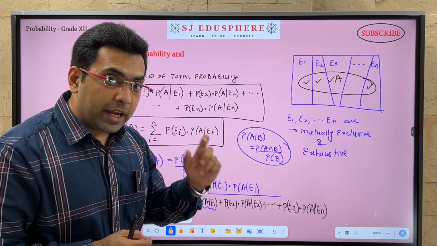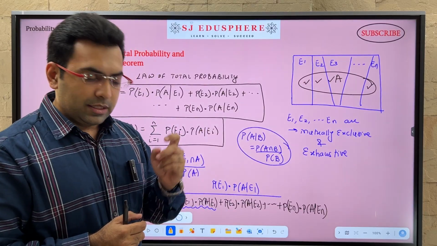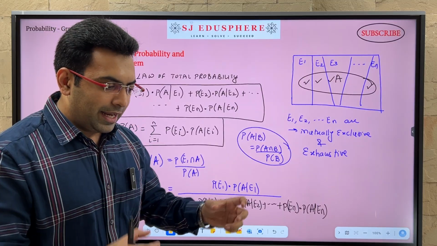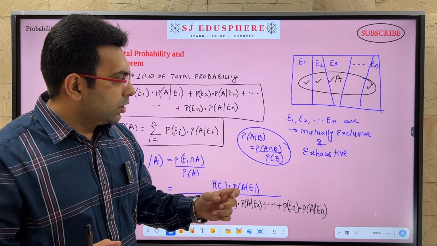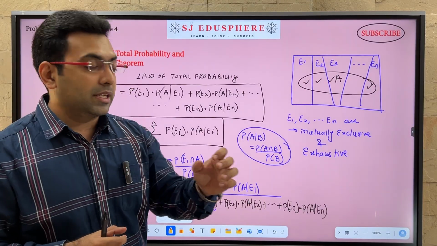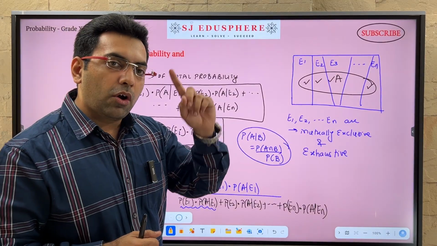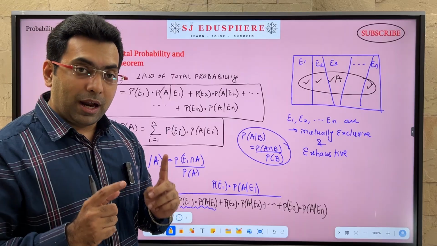My major hint number 2 is the step 1 of your exercise. Step 1, select a machine, then select a product. Select a bag, then select a ball. Select a particular group, then get a particular person. Step number 1 is your E1, E2, En. That will always add to 1 in probability, and percentage will be 100.